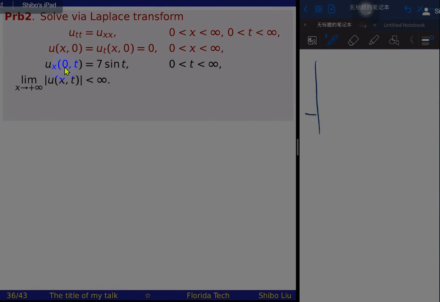So when x equal to 0, the derivative of our solution u when x equal to 0 is given by 7 sine t. Of course, our solution is a bounded solution. If we remove this bounded requirement, the solution might not be unique. You have more than one solution, and you don't know which one is the one you want.